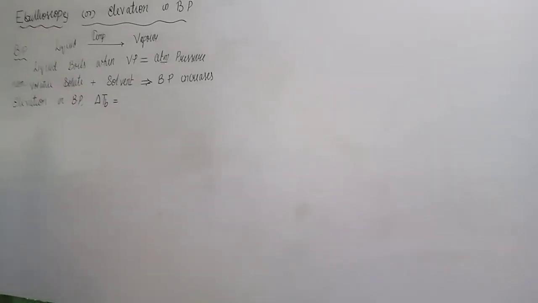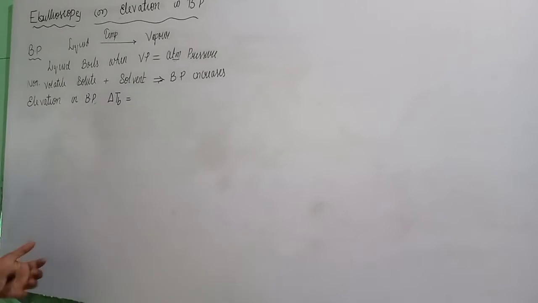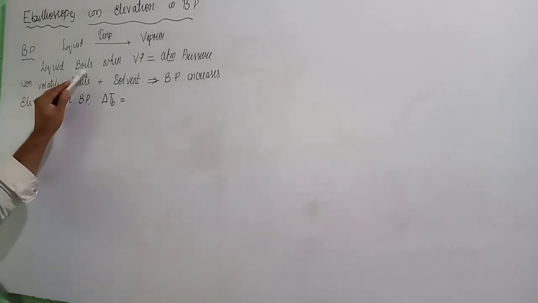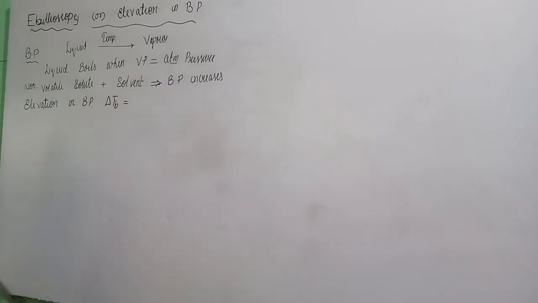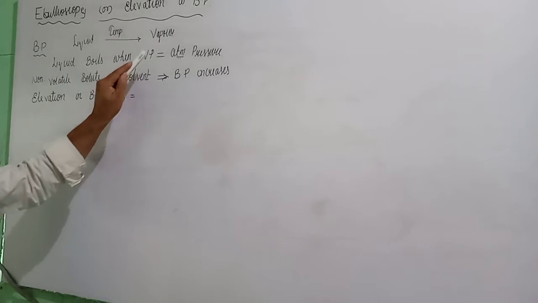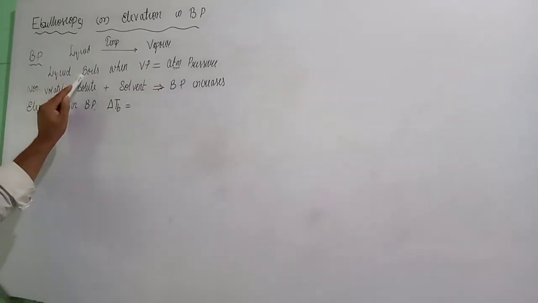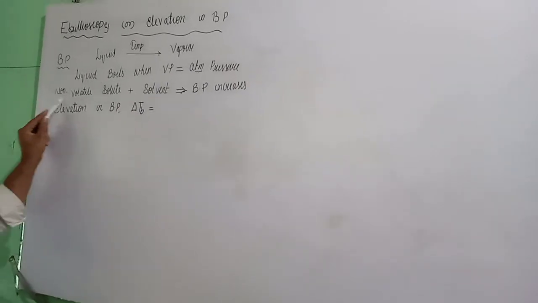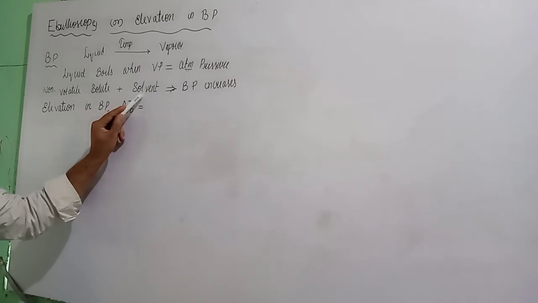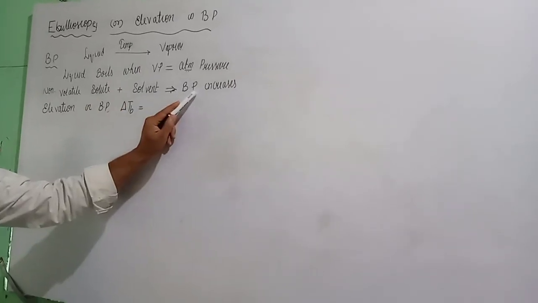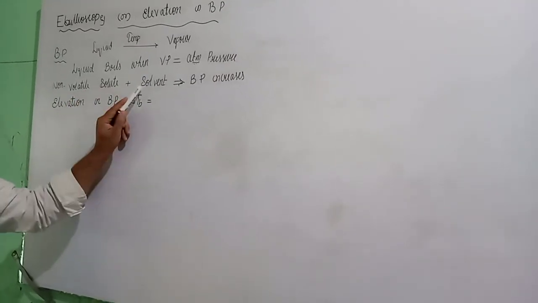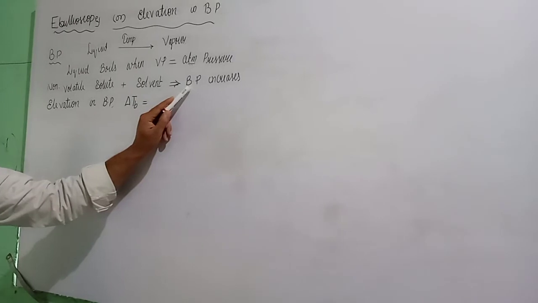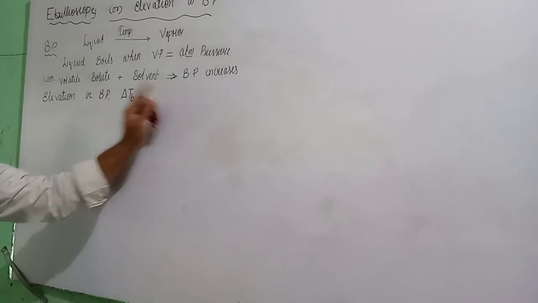Now the question is, when does the liquid begin to boil? The liquid begins to boil when the vapor pressure of the liquid is equal to atmospheric pressure. So when you add a non-volatile solute to the solvent, you can find there is an increase in the boiling point. Whenever you add a non-volatile solute to the solvent, the boiling point is going to increase.